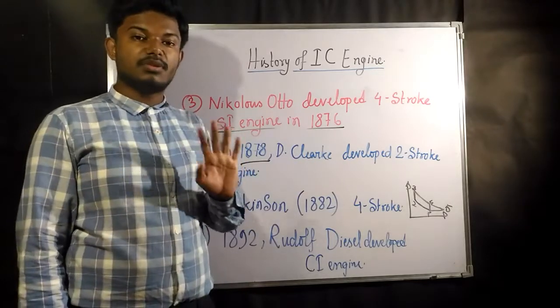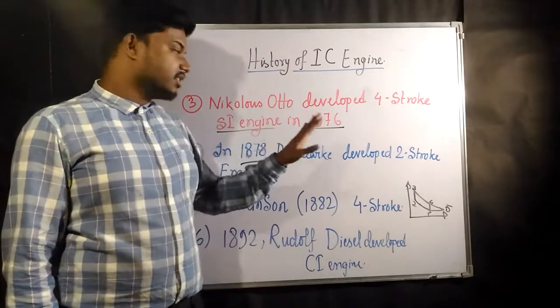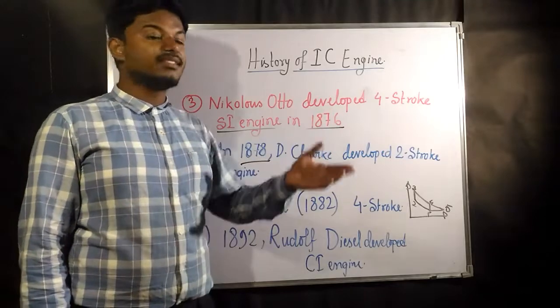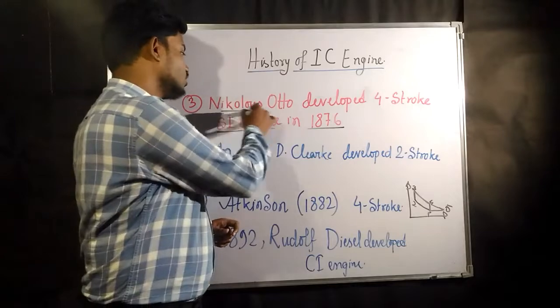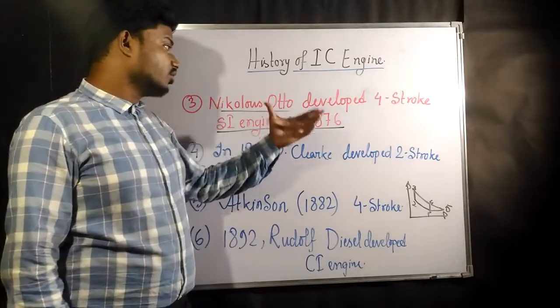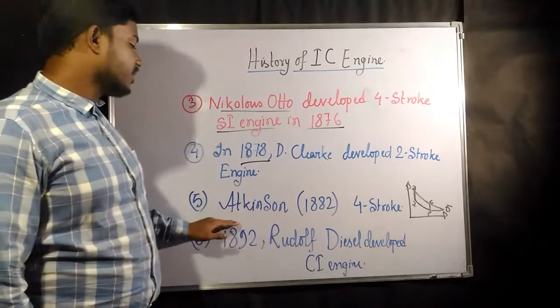Now most people think that the 2-stroke engine was developed earlier than the 4-stroke engine. But the 2-stroke engine was developed 2 years later than the 4-stroke engine. That means after the 4-stroke Otto cycle, or Otto engine, 2 years later the 2-stroke engine was developed.